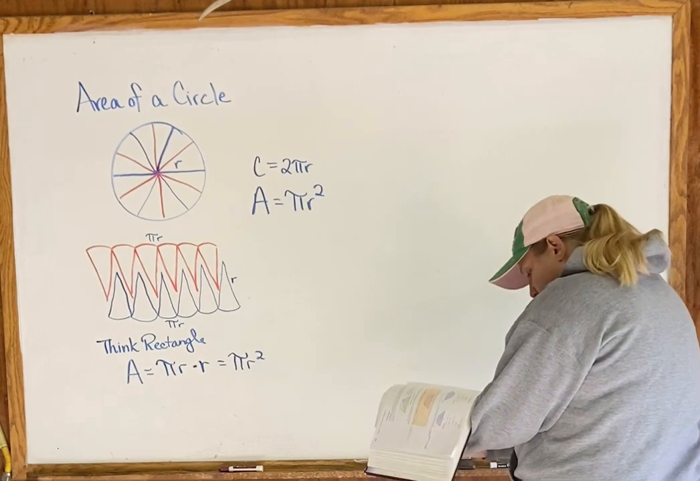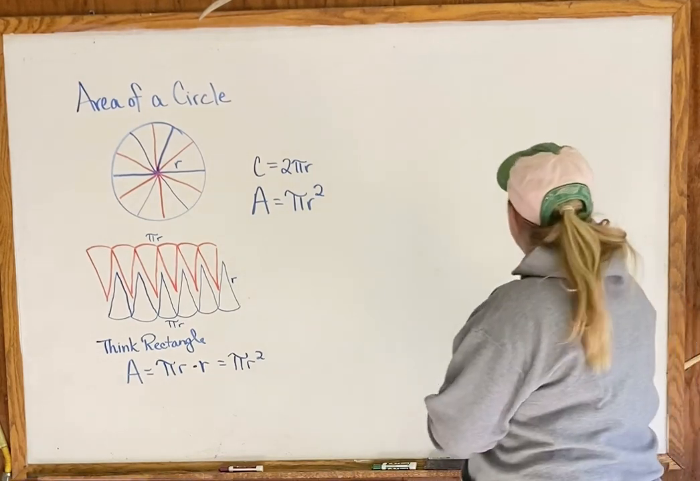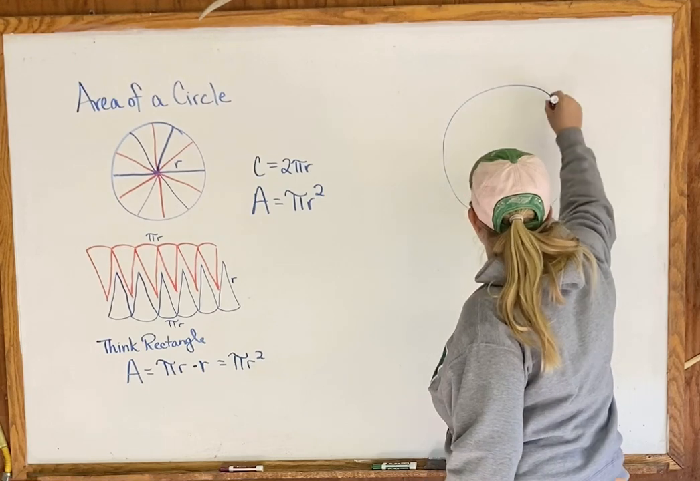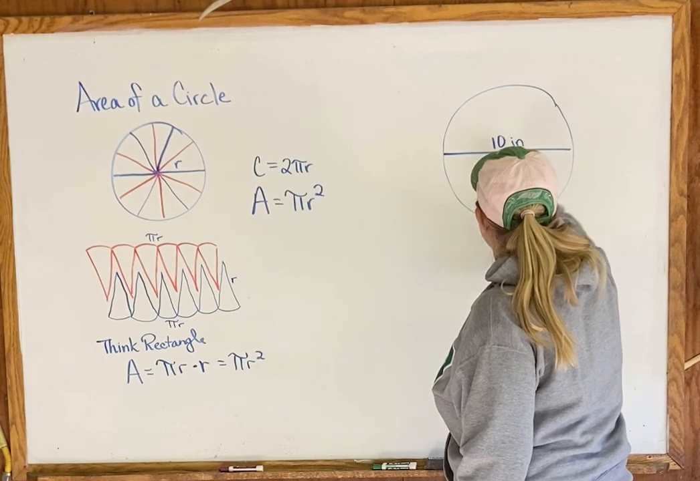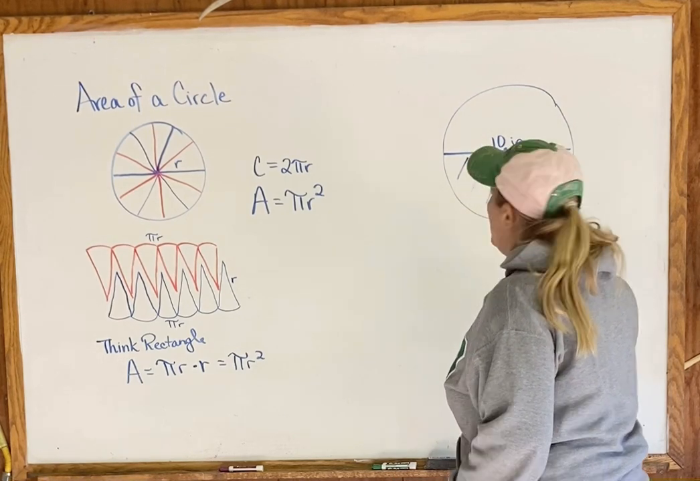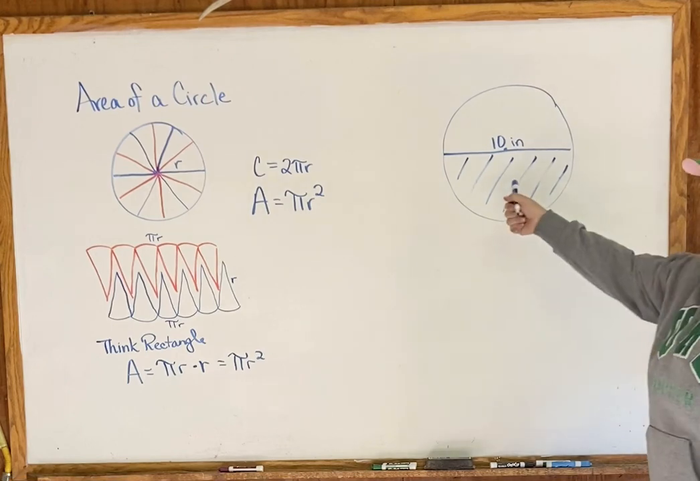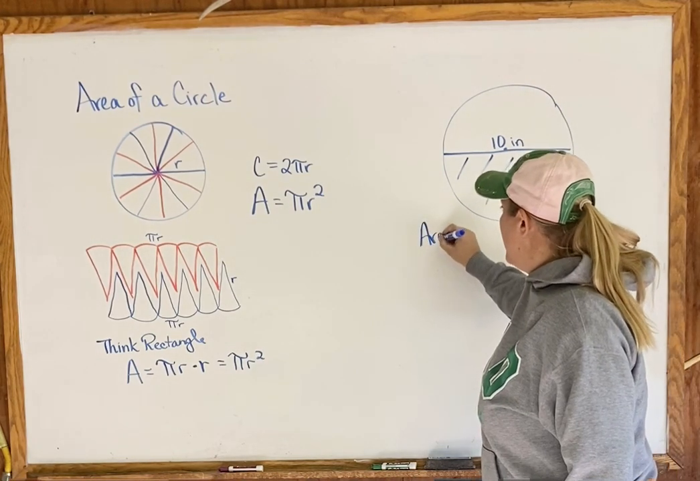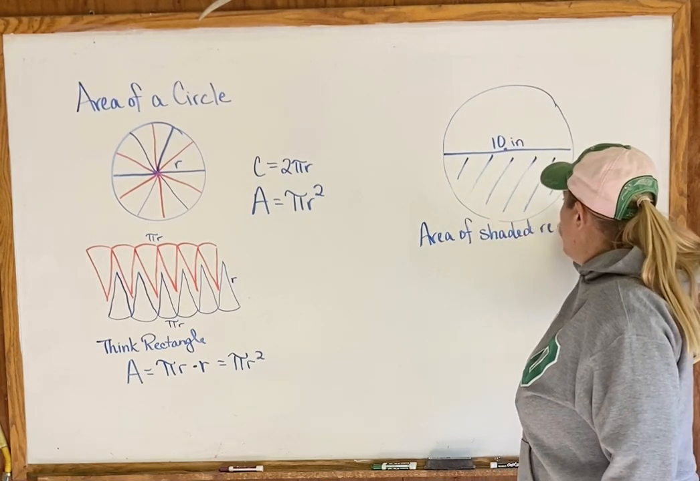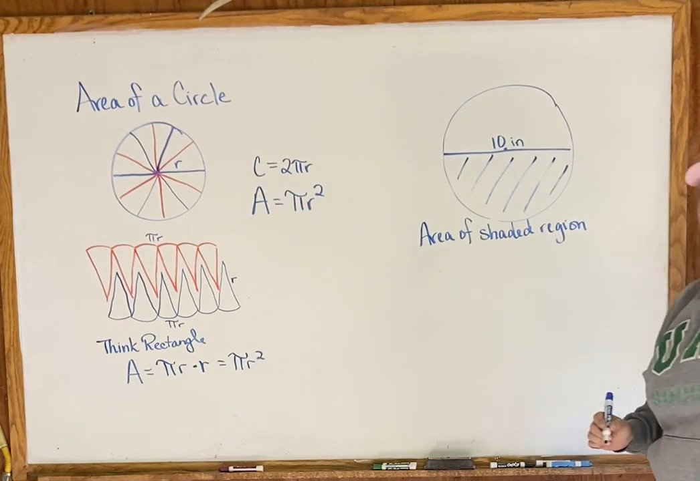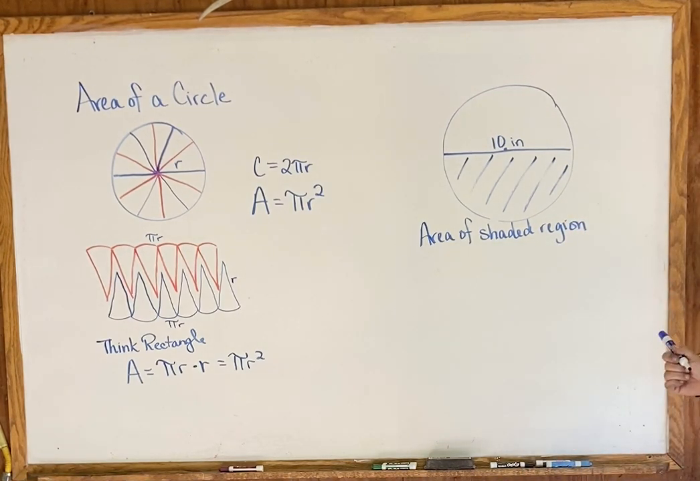So let's say that the circle they give us looks like this, center, 10 inches. But we only want the area of the shaded region. Okay, now the shaded region looks like it's half of a circle. So can we remember that if we find the whole circle, what do we have to do in the end? We need to cut it in half.